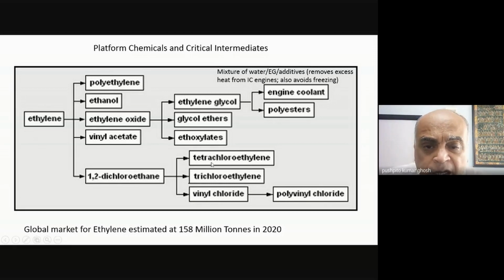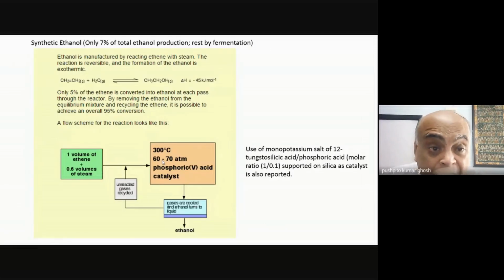So I hope you can appreciate the importance of these things. This is just to show you how ethanol is made. As I told you, it's an exothermic reaction. You can see it's not very strongly exothermic, and this is the catalyst which they use, phosphoric acid catalyst.